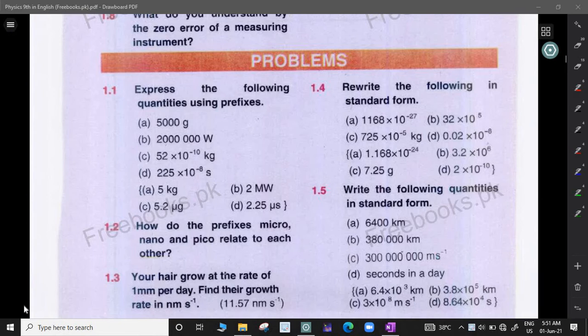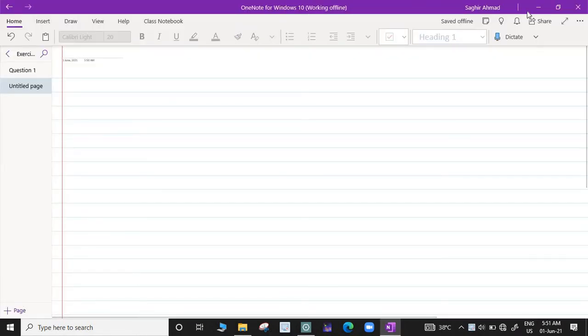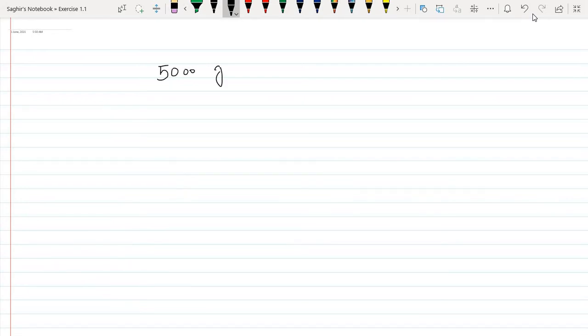Welcome to this video. In this video we are solving problems of unit number 1 because we skipped these problems. So now we are solving this. Express the following quantities using prefixes. First is 5000 gram. We have to convert 5000 gram into prefixes.